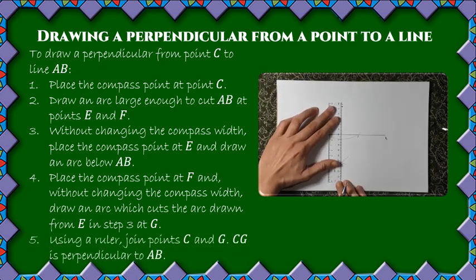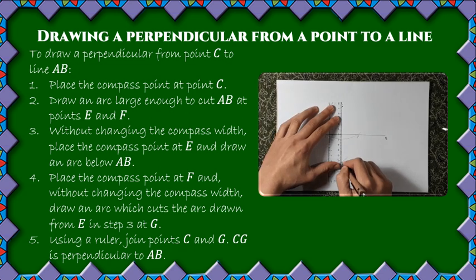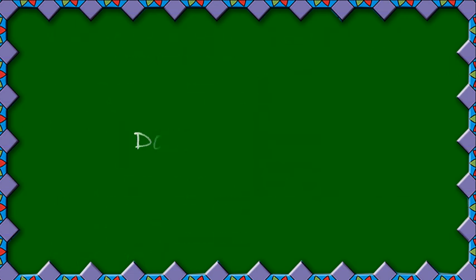Using a ruler, join points C and G. CG is perpendicular to AB. Now that we've worked through these constructions, you can do exercise 11.1.